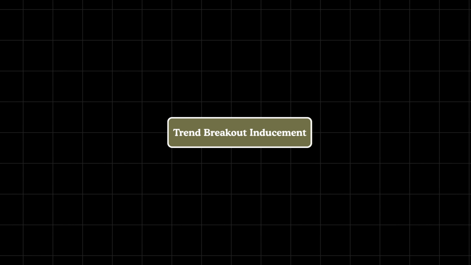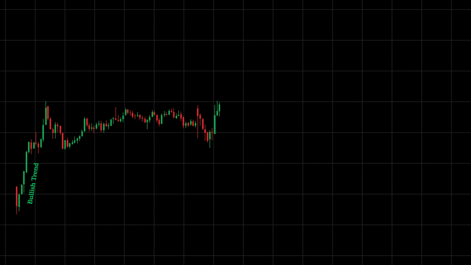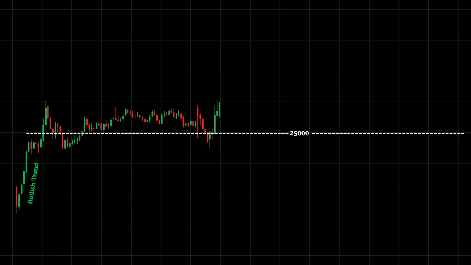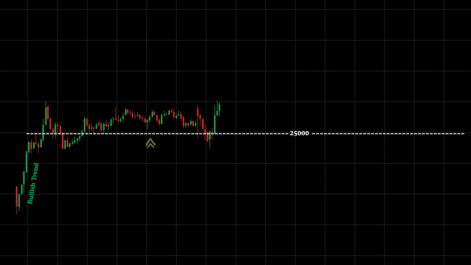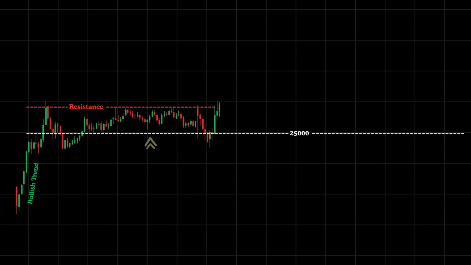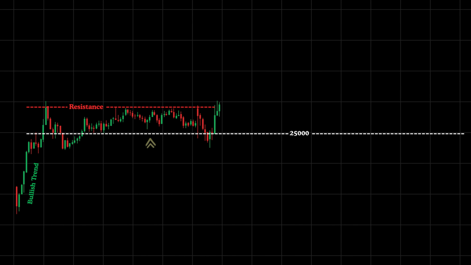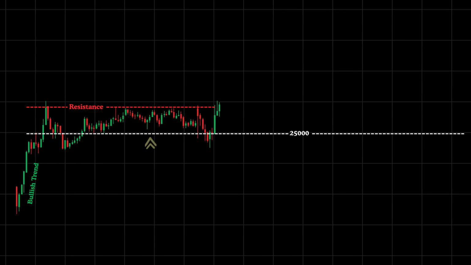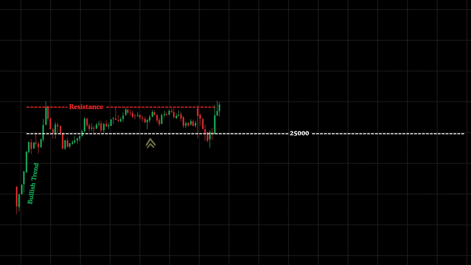3. Trend breakout inducement. This is a 5-minute time frame chart of Nifty 50, where the price is seen trading in a bullish trend, repeatedly testing the psychological level of 25,000. This level is acting as a strong support, while there's still a minor resistance zone above, which the market has not yet breached. For retail traders observing this price action, both these levels become critical zones. A breakout in either direction appears to signal a trading opportunity.